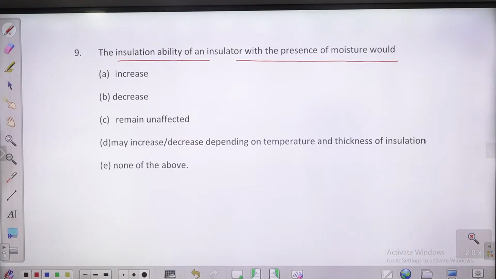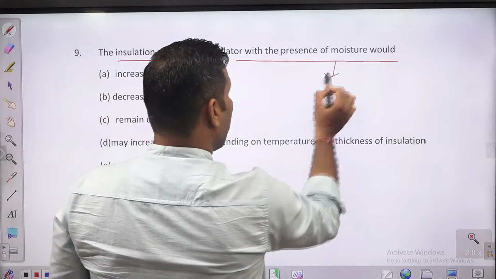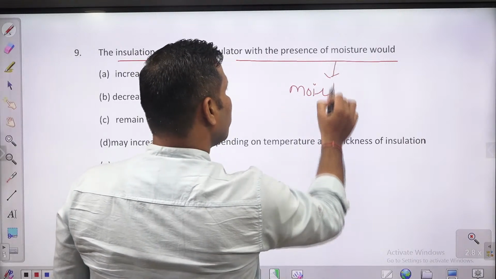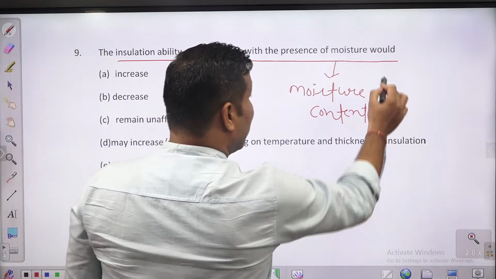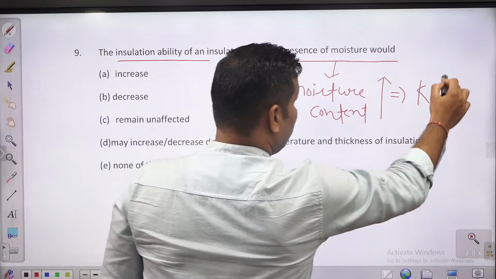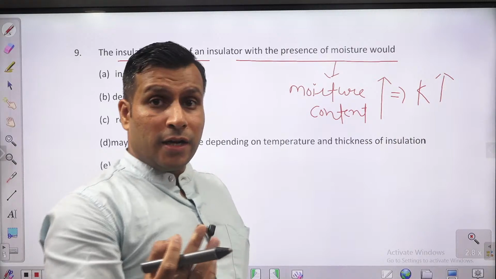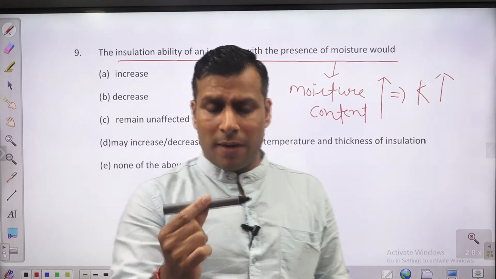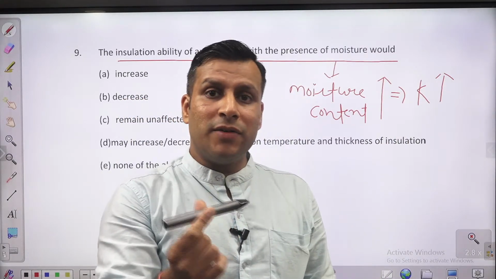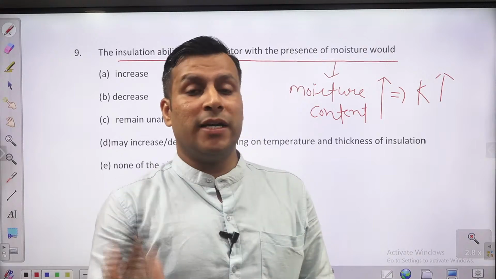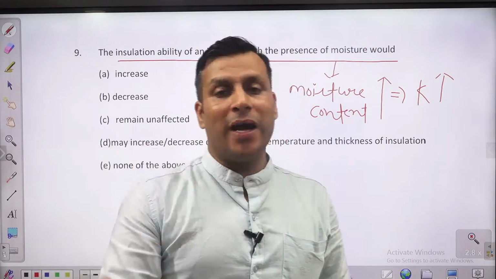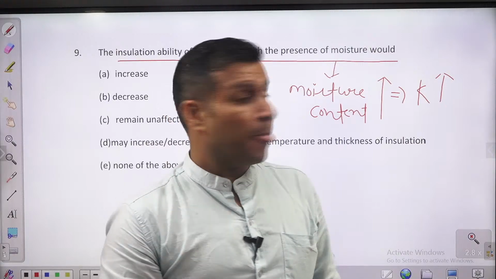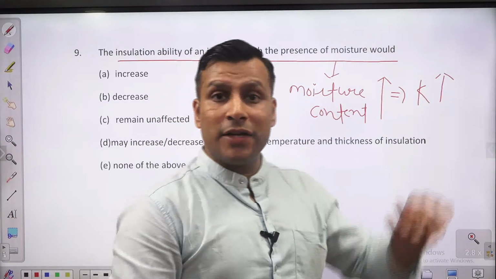The insulating ability of an insulator. Guys, you know, moisture content जब बढ़ता है तो conductivity क्या करती है? बढ़ेगी. Suppose you are having a kind of material, dry hai to conductivity will be less. If it is wet, that material gained some moisture from the atmosphere, so the conductivity will be higher. So moisture की वजह से conductivity बढ़ता है. So due to the moisture content, conductivity is going to increase.